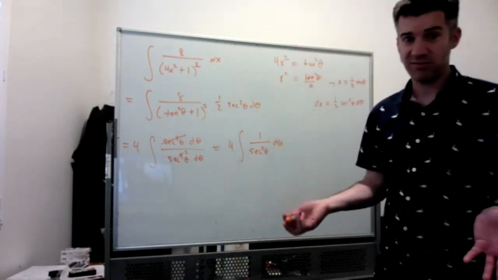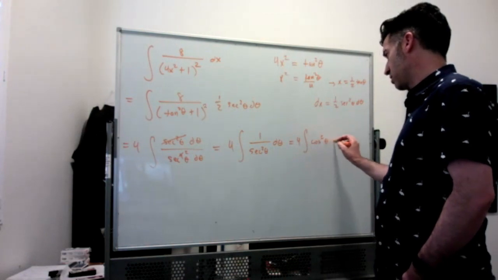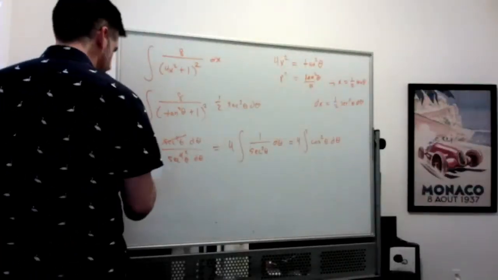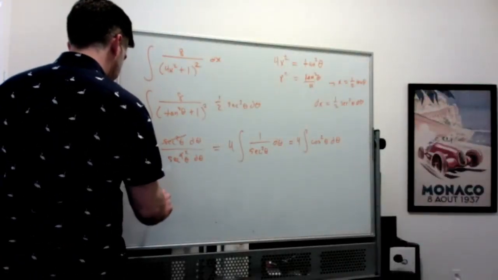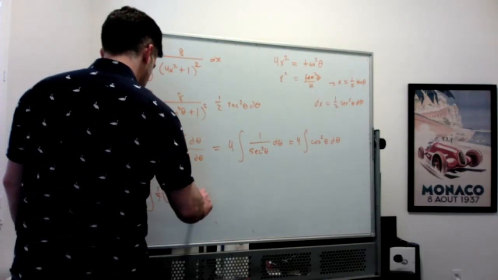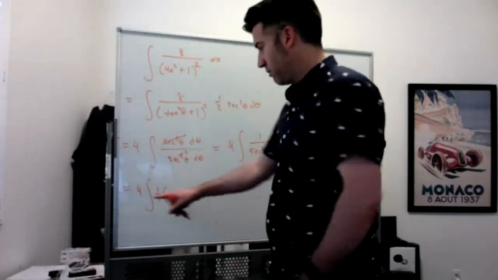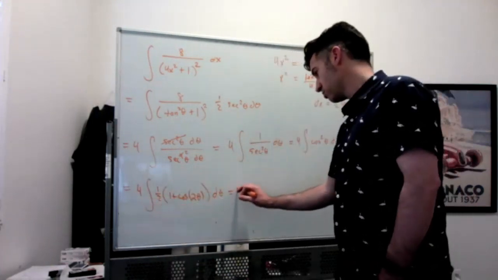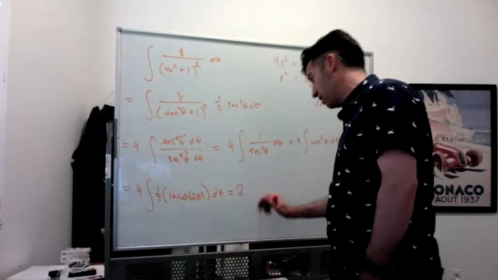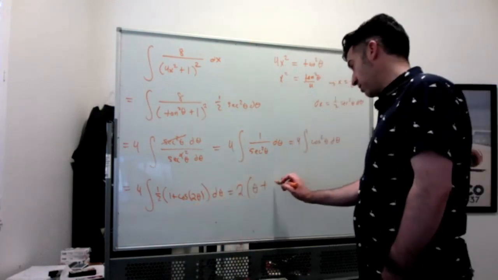1 over secant squared is just cosine squared. So this is 4 times the integral of cosine squared theta. We know how to integrate cosine squared. We have to use the trig identity. Cosine squared theta is 1/2 times 1 plus cosine of 2 theta. 4 times 1/2 is 2. Integral of 1 is theta. Integral of cosine 2 theta is sine of 2 theta divided by 2.